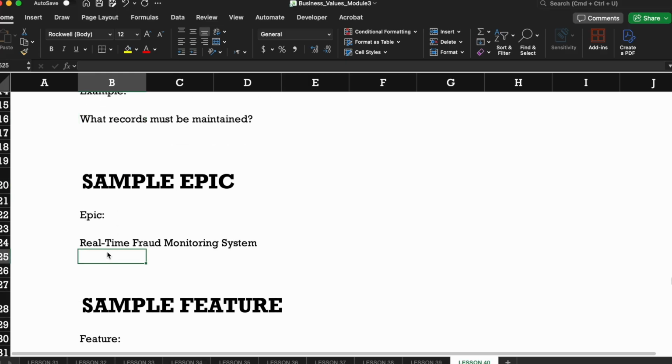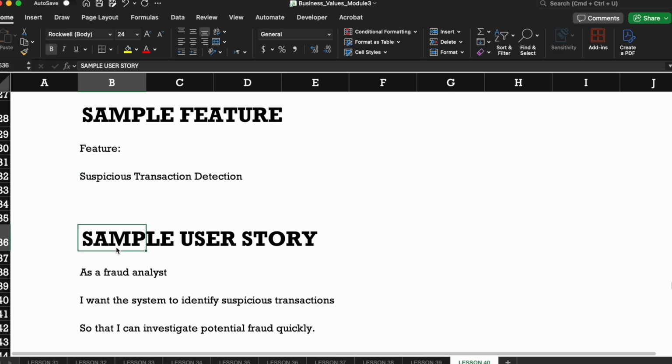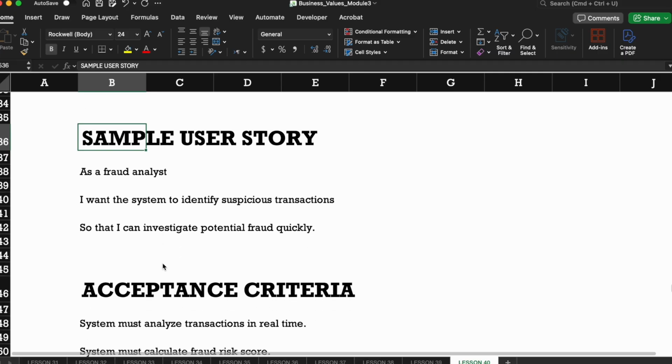Sample epic: a real-time fraud monitoring system. Simple feature: suspicious transaction detection. Sample user story of fraud. As a fraud analyst, I want the system to identify suspicious transactions so that I can investigate potential fraud quickly.